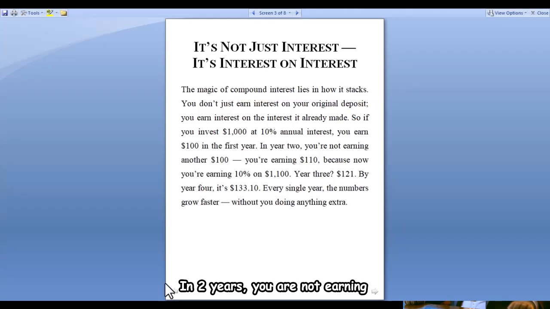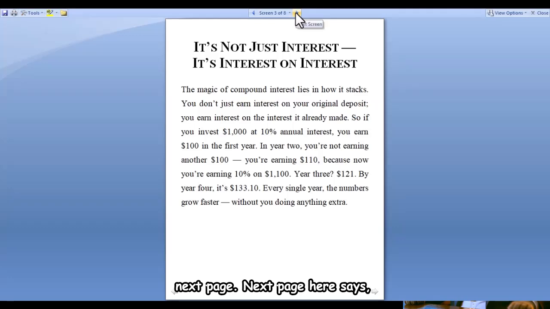In 2 years, you are not earning another $100. You are earning $110, because now you are earning 10% on $1,100. Year 3, it will be $121. By year 4, it's $133.10. Every single year, the number grows faster without you doing anything extra. So now let's go to the next page.